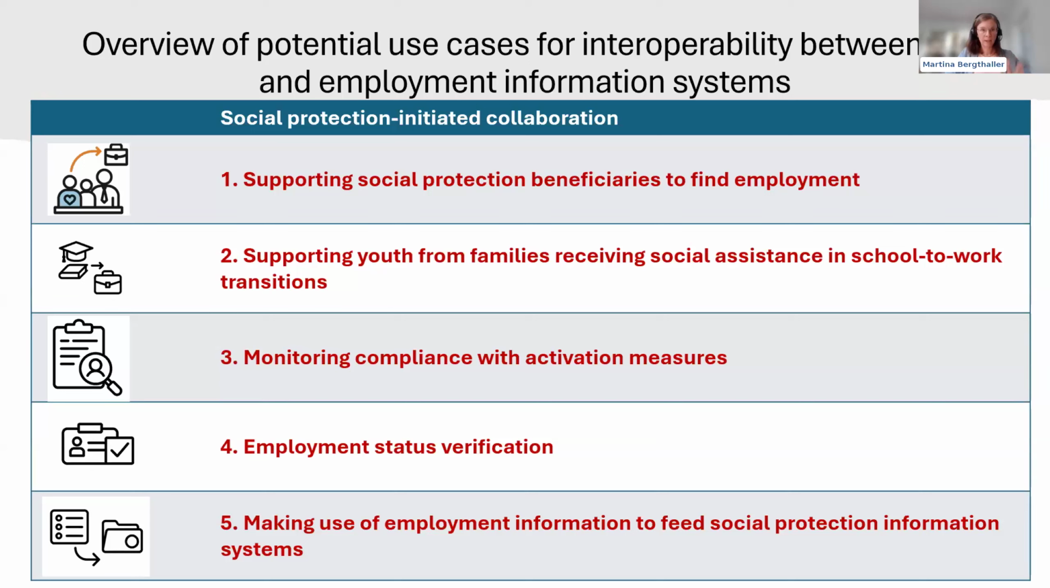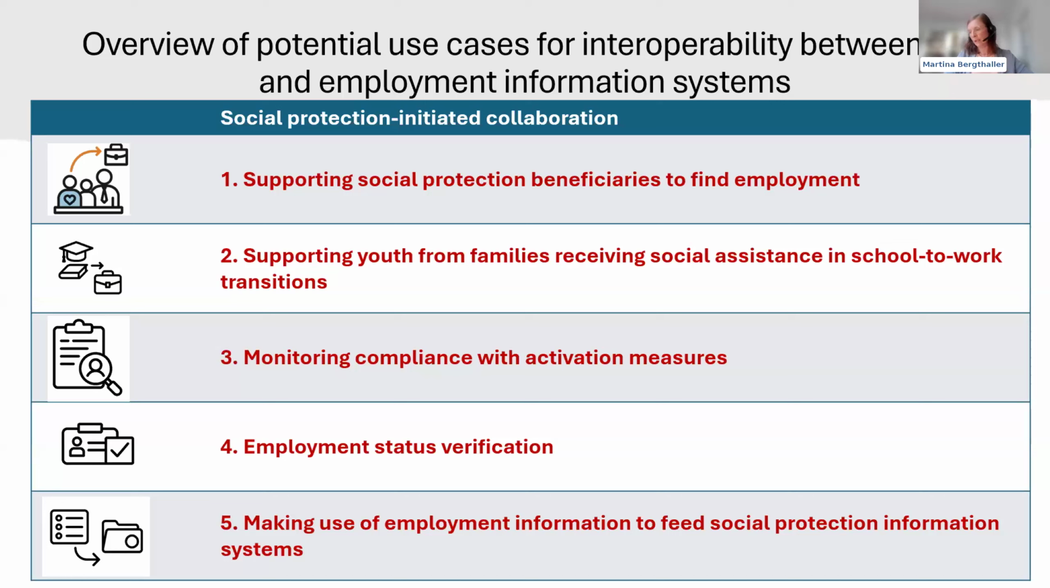And I have identified in total around 8 use cases, and I distinguish between social protection initiated collaboration and employment initiated collaboration. On this slide, you see 5 use cases that are usually initiated by social protection administrations. The first one is to help beneficiaries find employment. In this case, social protection institutions identify working age beneficiaries and connect them to public employment services or other active labor market programs. Here, collaboration can range from simple referrals to automated and data-driven case management or even integrated case management.